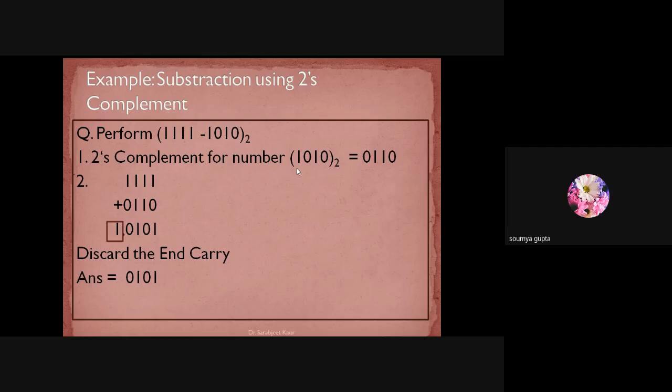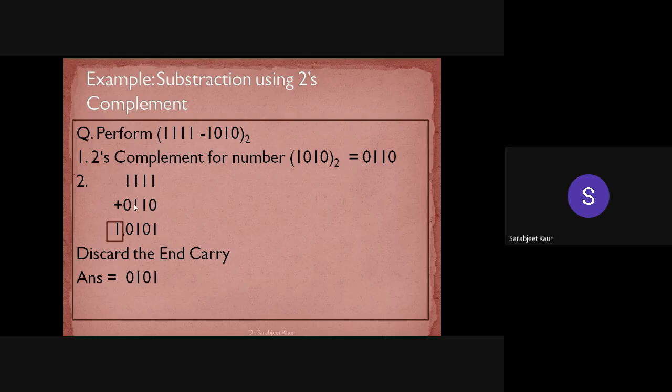So let us add the two's complement of 1010. How do we take the two's complement? The digits up till the first one are copied as it is, and the remaining digits are reversed, right? So that gives me 0110. I add it to 1111, and what I get is 1 plus 0, 1, 1 plus 1, 2, which is 0, 1 carry.